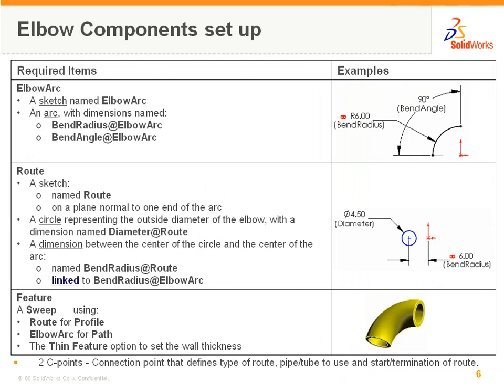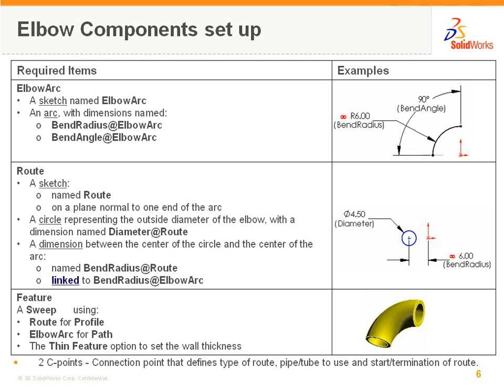Now there are some components that cannot be set up with the route component wizard. One of those is the elbow component, and it has some special requirements as well. The things that are required for this is an elbow arc, a sketch specifically named elbow arc, and that arc must have two dimensions, a radius named bend radius at that elbow arc sketch, and an angle specifically named bend angle.